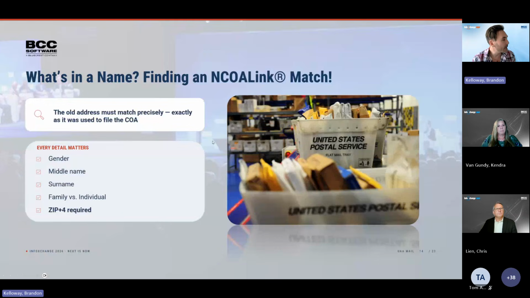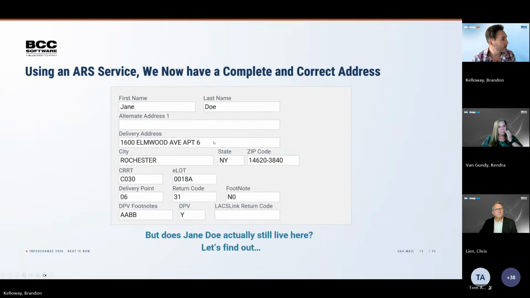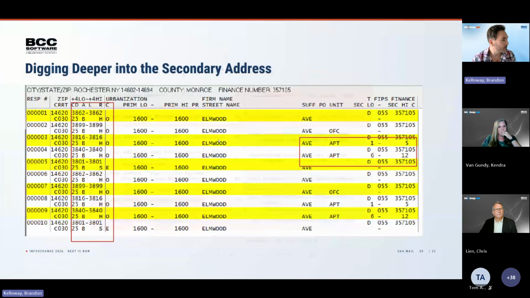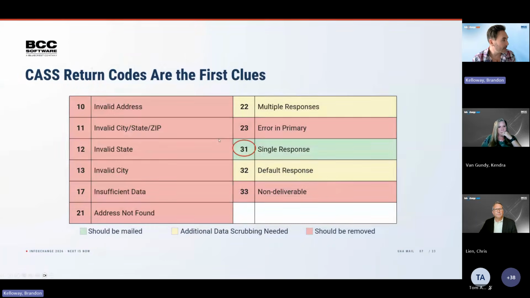Error in printing for NCOA runs. I'm not entirely sure what that indicates. I think it might have been on the slide. Let me just double check. I think it was one of the numerical errors that comes back. Error in printing, number 23. Oh, error in primary. Lisa, that said error in primary.